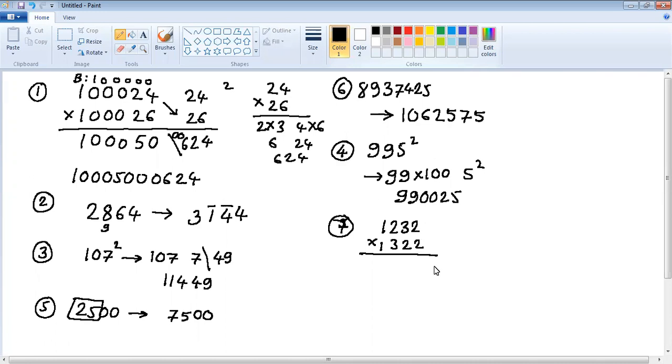First step, 2 into 2, 4. Second step, 6 plus 4, so 0, carry 1. This is 4. 4 plus 6 is 10. 10 plus 6 is 16. 16 plus 1, 17. Carry 1 again.